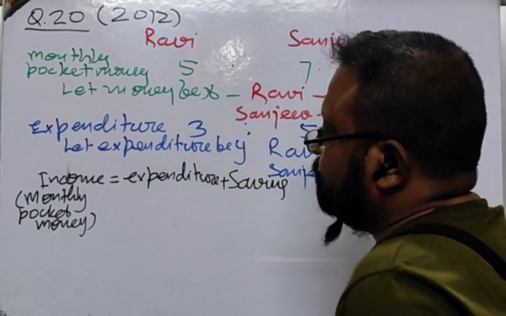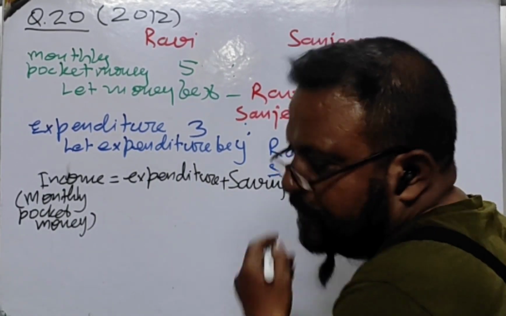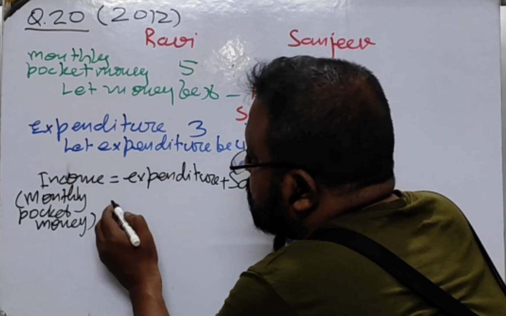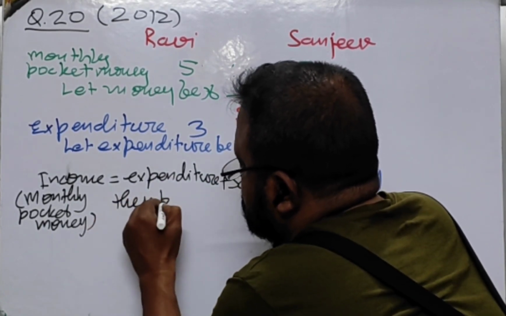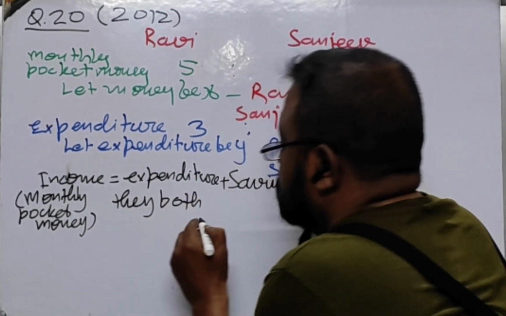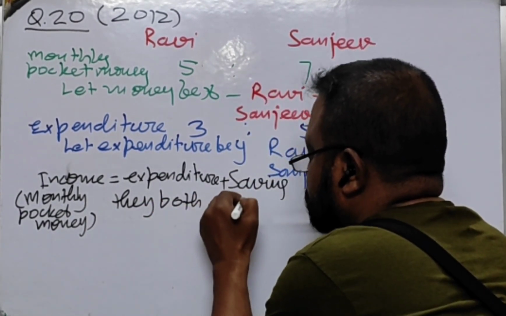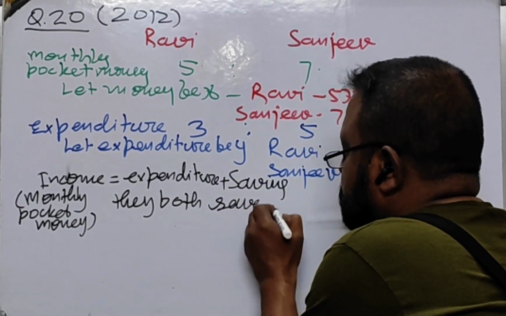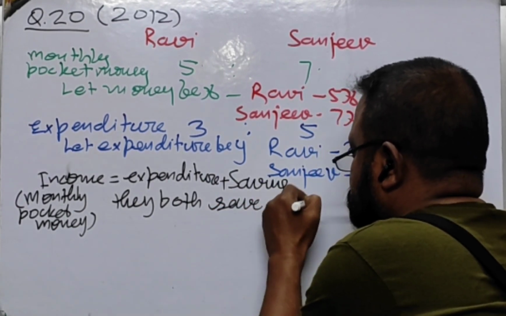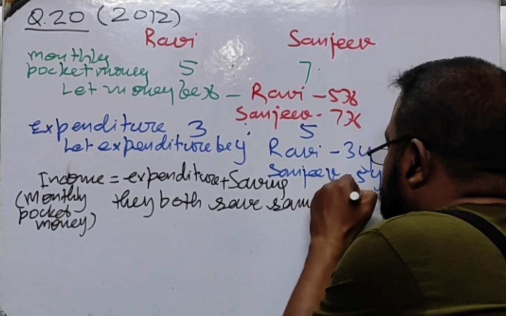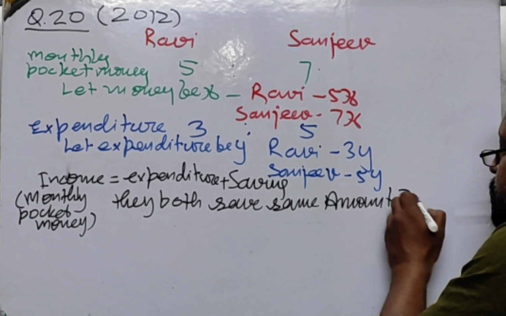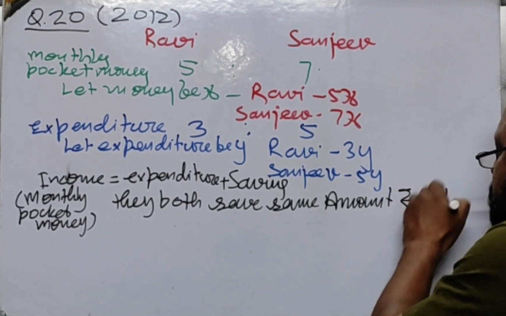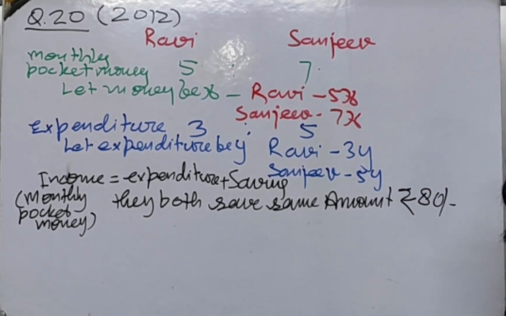And their saving is the same. I hope so? They both save the same amount, that is rupees 80. Getting it? They both save the same amount, that is rupees 80.